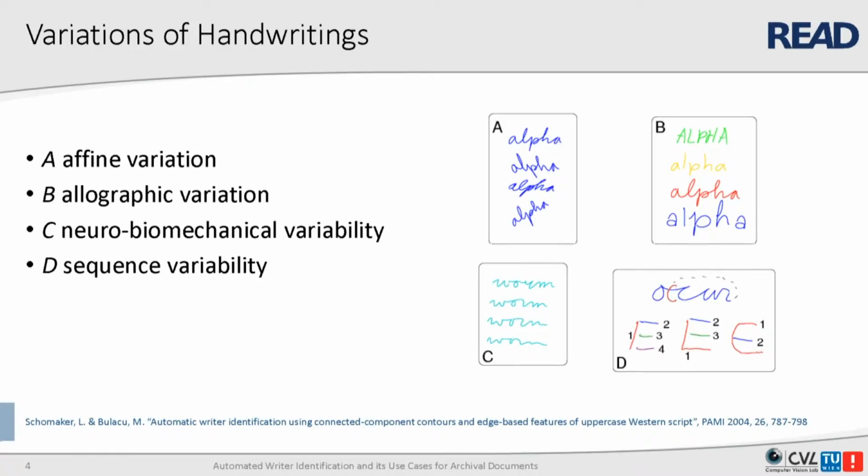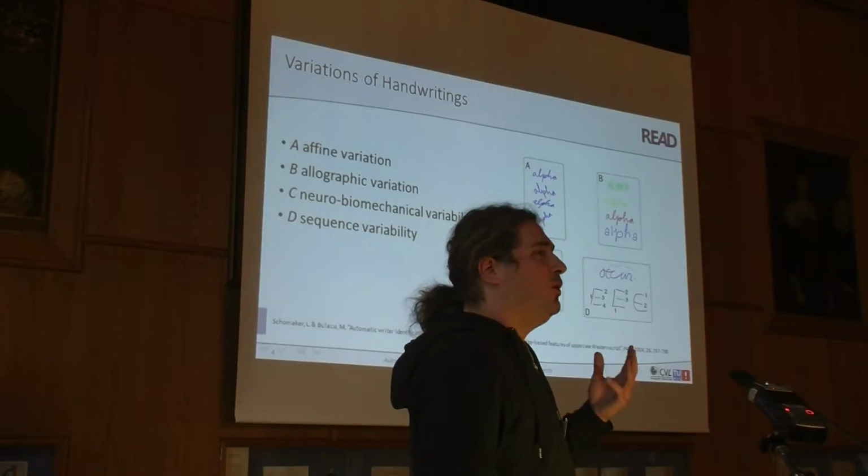So, of course, there are several variations of handwriting. Schomaker and Bulacu defined four of them. We have affine variations, where we have different slants, shearing and, let's say, a little bit of rotation. We have allographic variations, where not each character is written the same. Maybe because of the countries, in different countries sometimes some characters change. Then we have neuromuscular, biomechanical variability, so that the words are not necessarily always written the same.